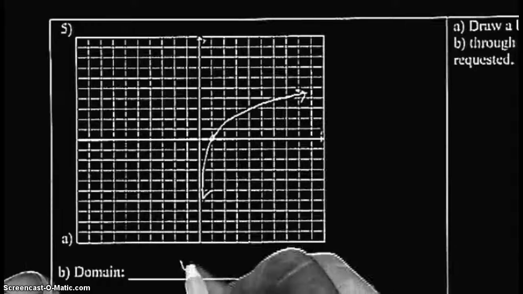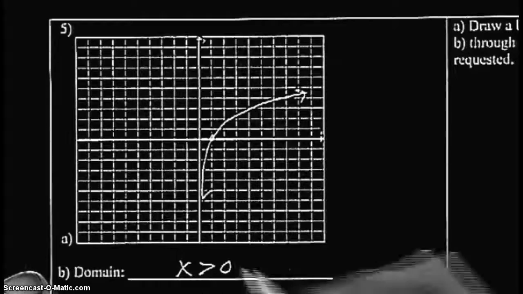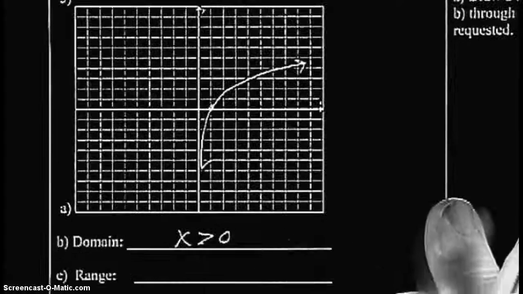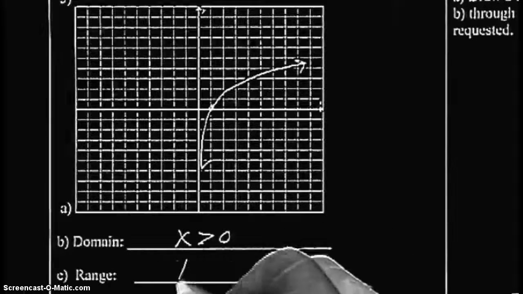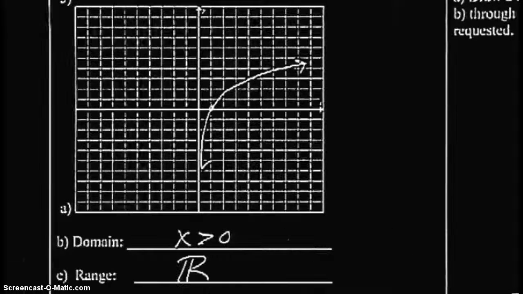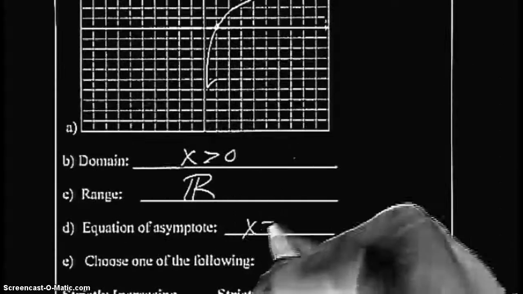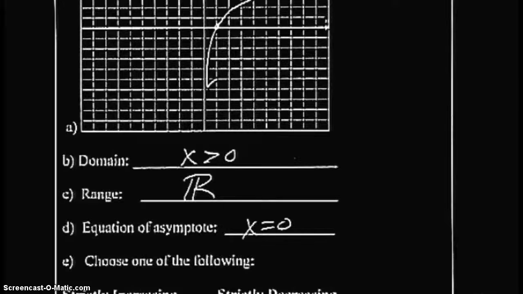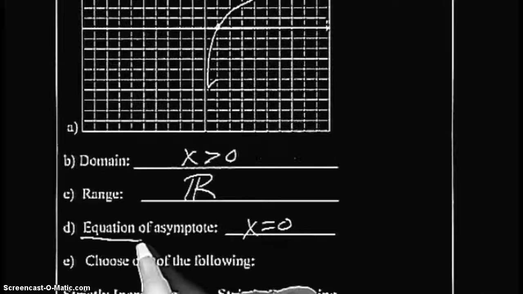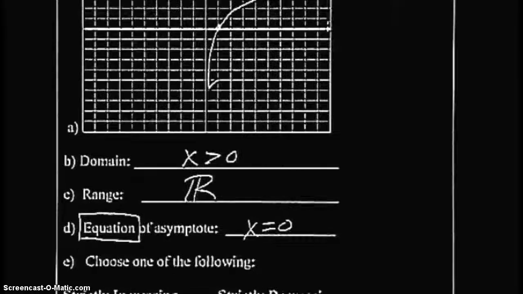And what's the domain? Well, it looks like greater than 0, but not equal to because of the asymptote. Range looks like every real number in the universe. Boy, this looks just like we did in class today. Let's see, equation of the asymptote. Well, that's the y-axis, therefore that would be called x equals 0. Don't give me the nickname when it talks about an equation of the asymptote.